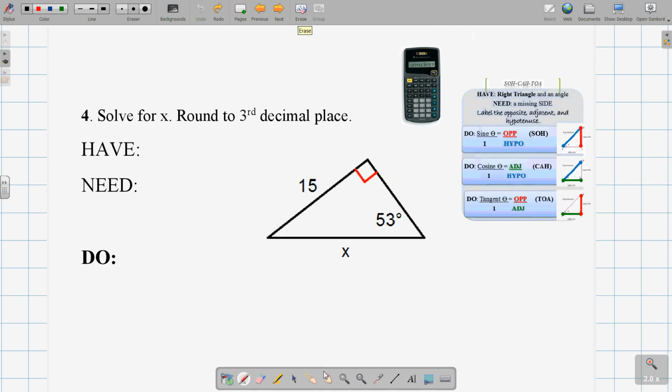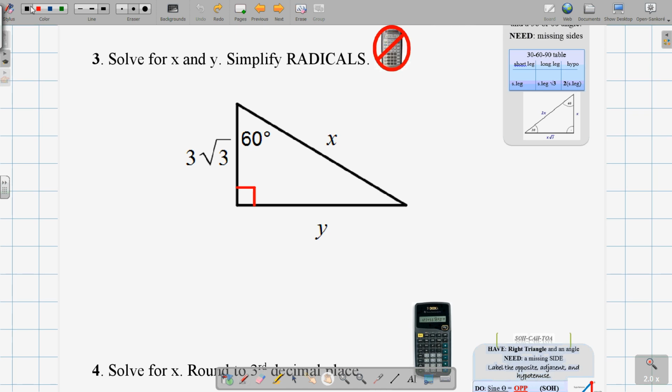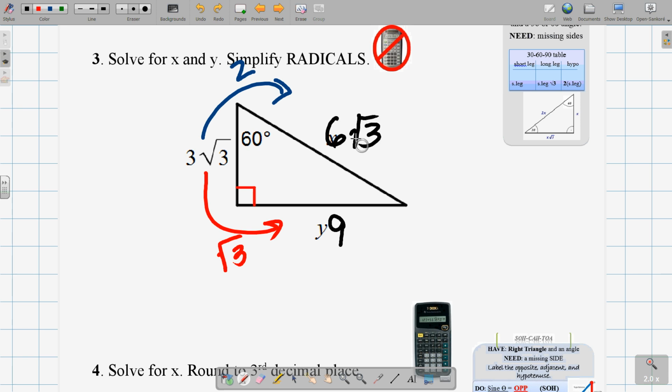30, 60, 90. Short leg, short leg root 3, short leg times 2. So this correct answer, that would be 9. And this would be 6 root 3.